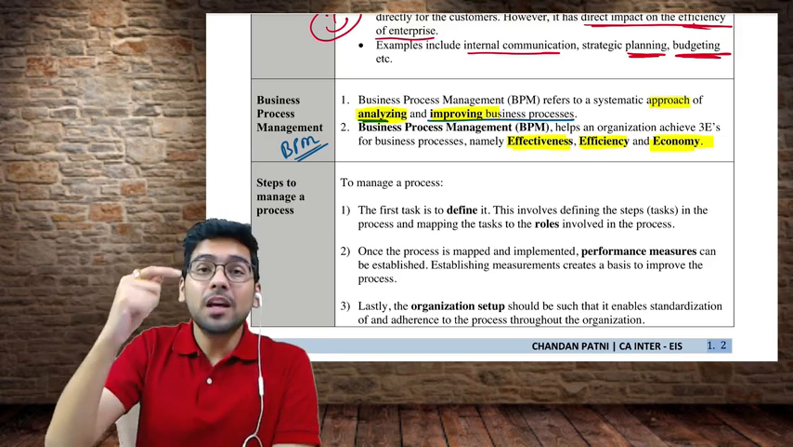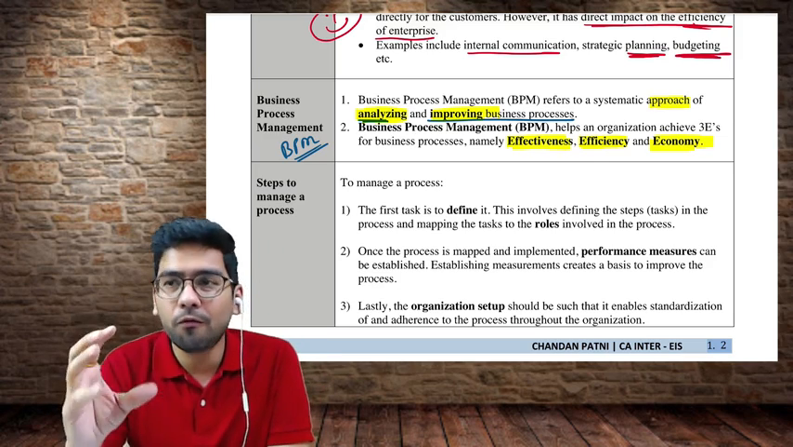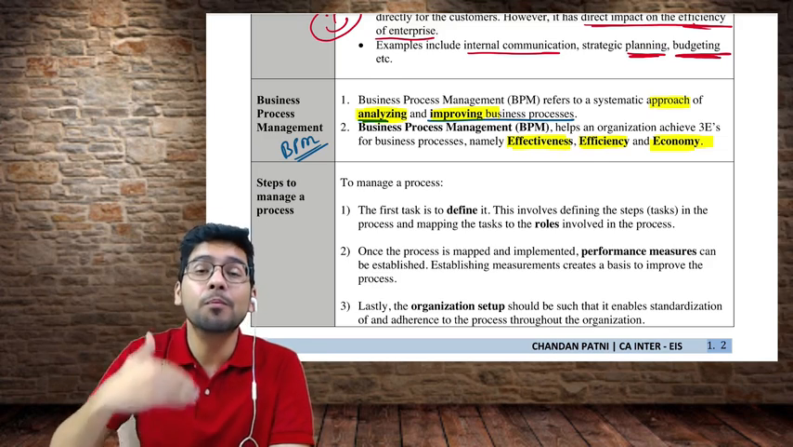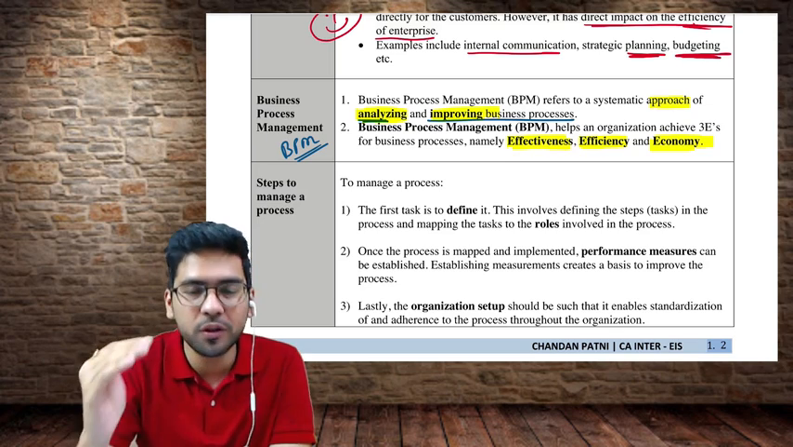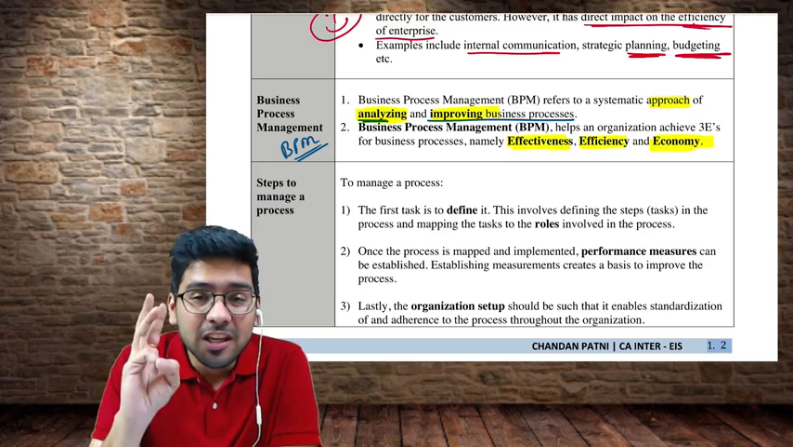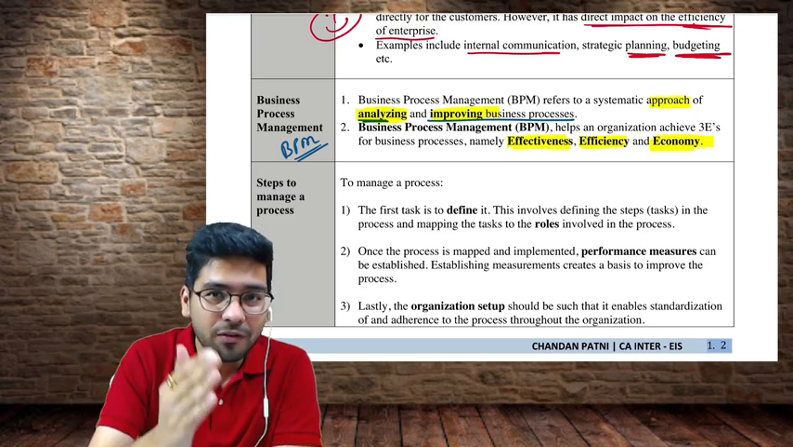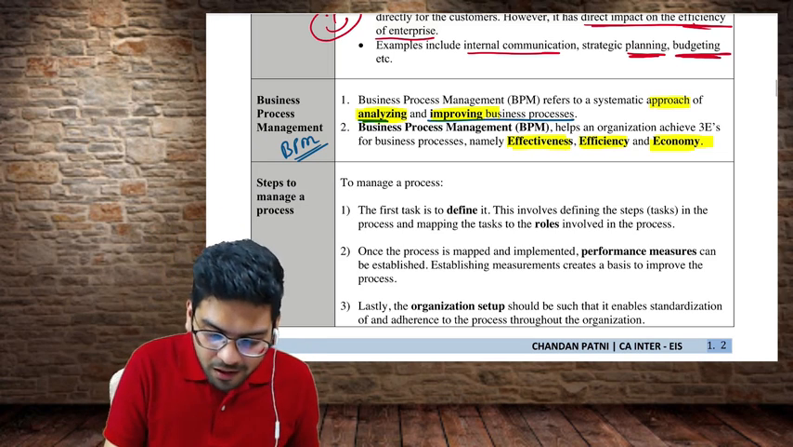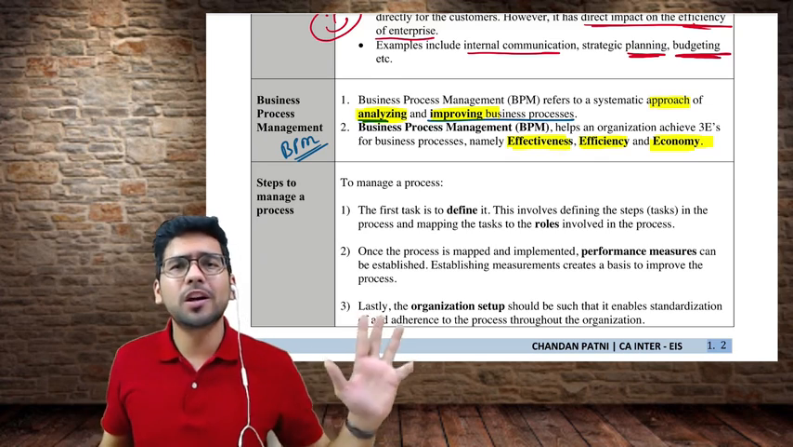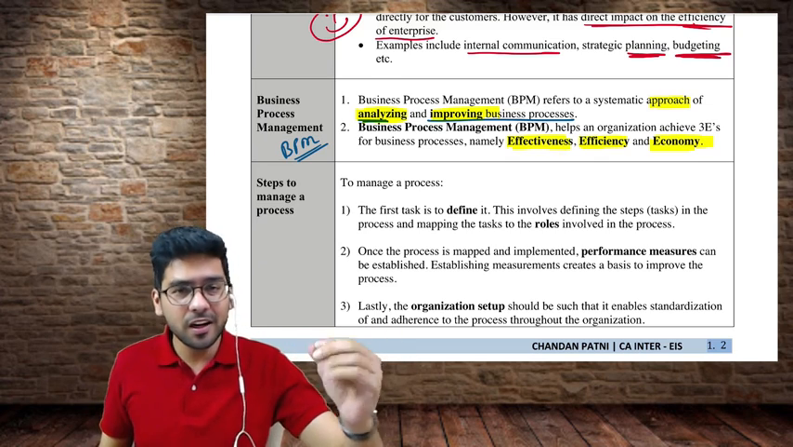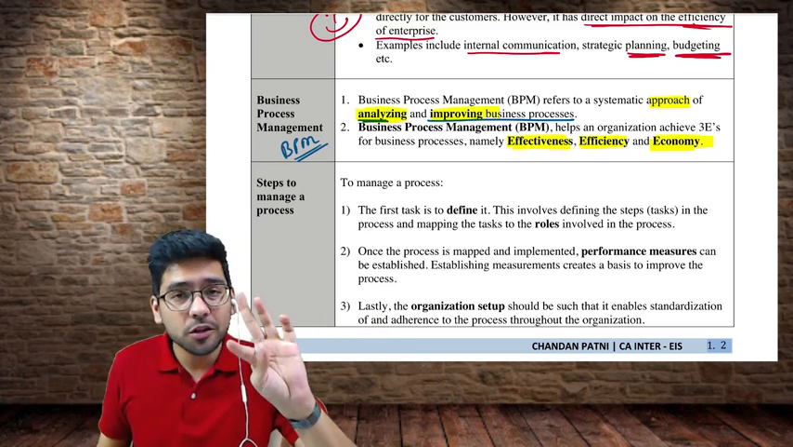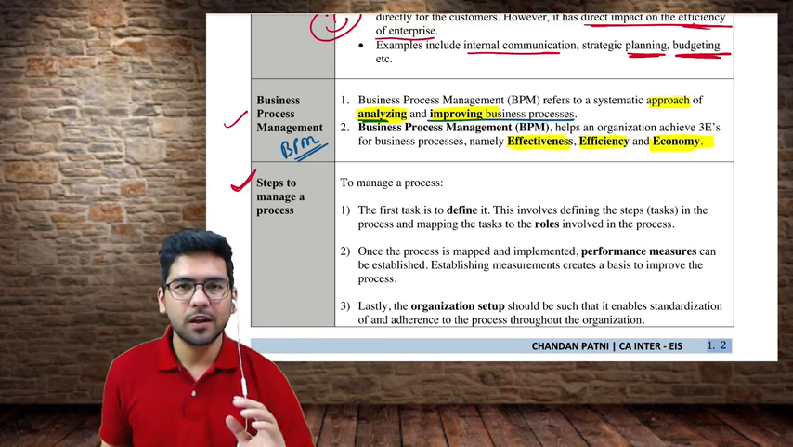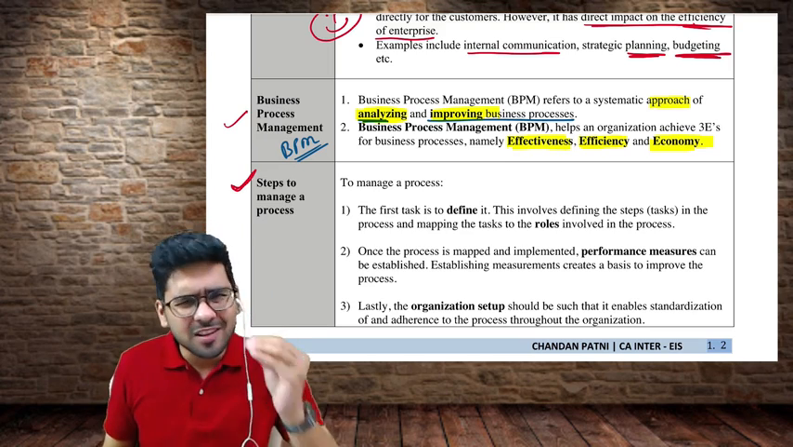So when we do a BPM, we keep trying to analyze our processes and improve our processes. And once we do this, it helps in achieving the 3 E's. What are the 3 E's? Again, effectiveness, efficiency, and economy. Okay, done. Now again, they are not going to ask you what is BPM. If at all they ask, they are going to ask you 2 questions. What is BPM and what are the steps to manage a process? This is what they can ask. Okay, but the chances are very slim.